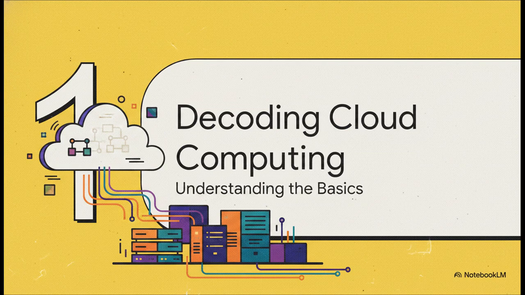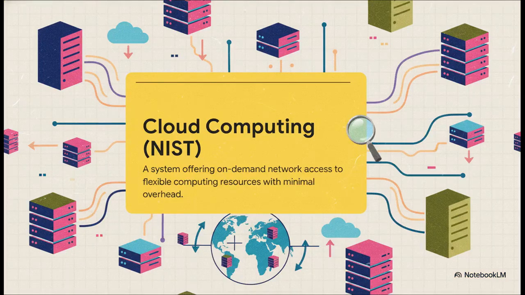Starting off with Section 1, decoding cloud computing. To get us grounded, we're actually going to look at the official definition from NIST, the National Institute of Standards and Technology. They describe cloud computing as a system offering widespread, on-demand network access to a flexible set of computing resources with minimal administrative overhead. Now, what does all that jargon actually mean for us?